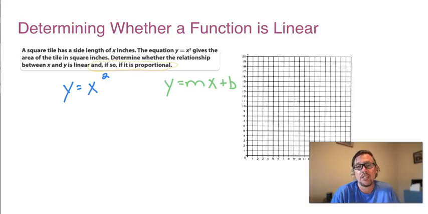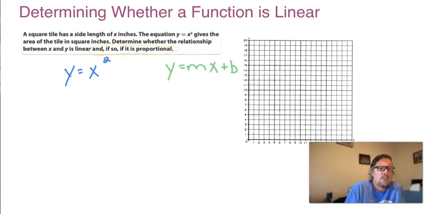We're going to be graphing this because if the graph is a straight line, it's linear, and if the graph is not a straight line, it's not linear. So let's go ahead and graph it. One of the ways that we can graph something when it's not in slope-intercept form is by choosing some values of x and substituting those values of x into the equation. So let's pick a handful of values here.